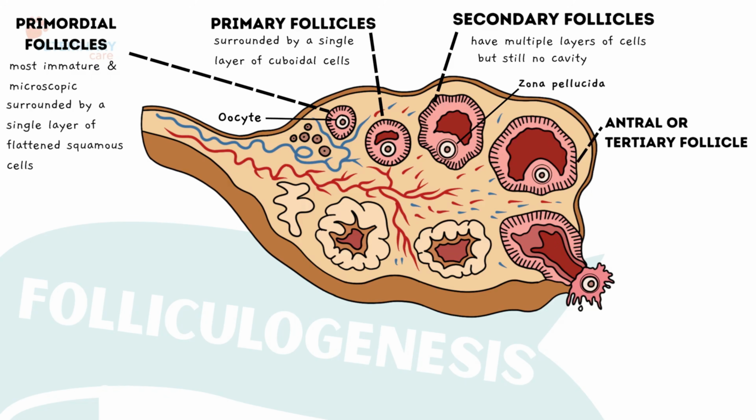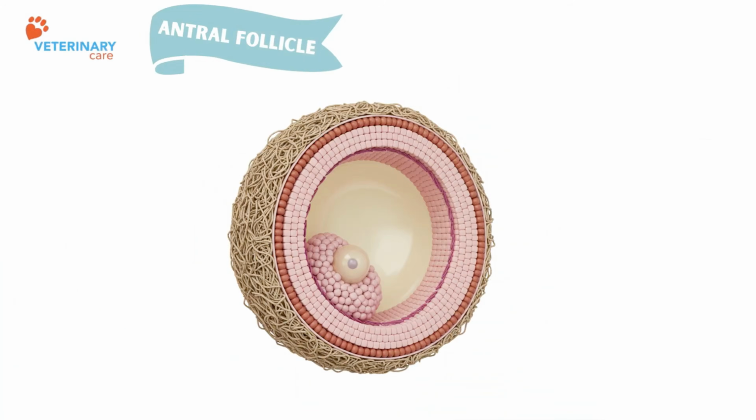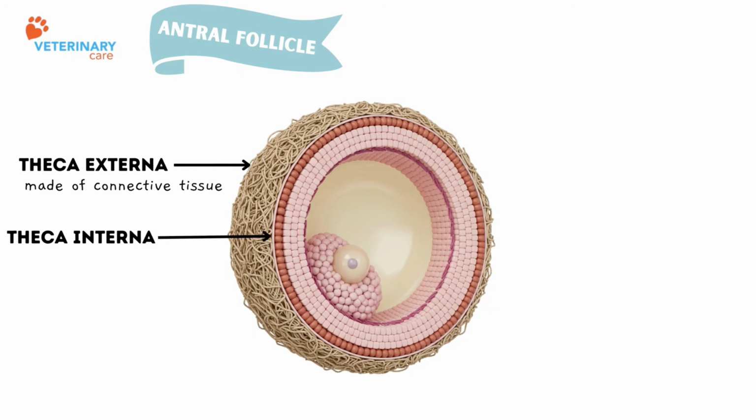The next stage is the antral or tertiary follicle, which now has a fluid-filled cavity called the antrum. These follicles can be seen on the surface of the ovary, and the largest, most dominant one is called the Graafian follicle. The antral follicle itself is organized into layers. On the outside, there is the theca externa, made of connective tissue that provides support. Beneath that is the theca interna, which produces androgens under the influence of luteinizing hormone.